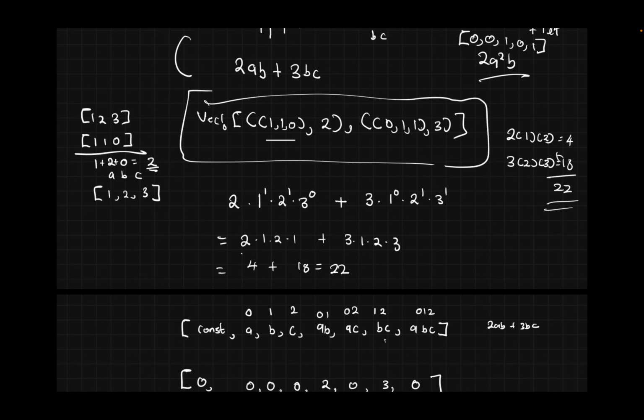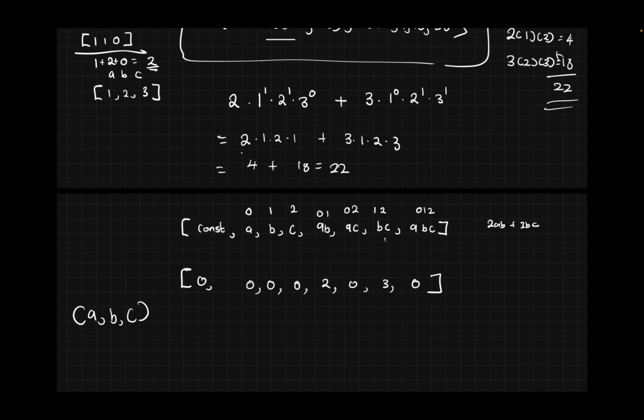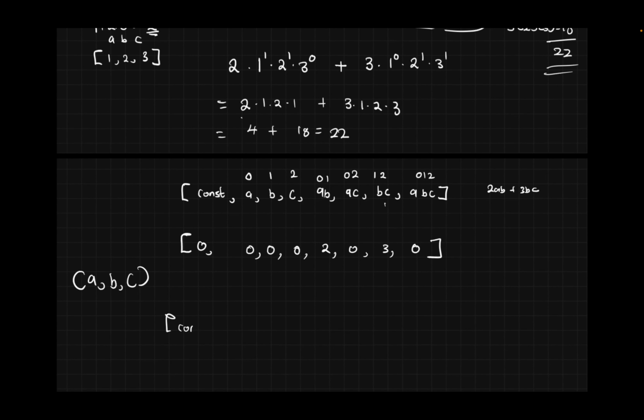The second one is going to be the first variable. So are you doing alphabetical? Yes, based on A, B, C. So constant, then A, B, C. What will be the next one? AB: you go first, second. Then first, third: AC. Then BC. Then ABC. So this is one representation.